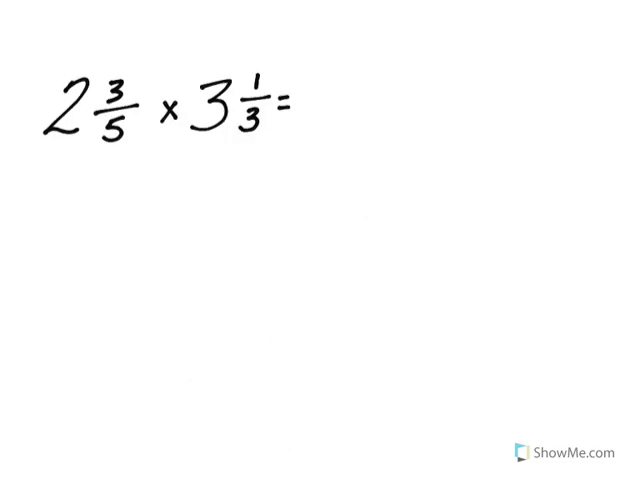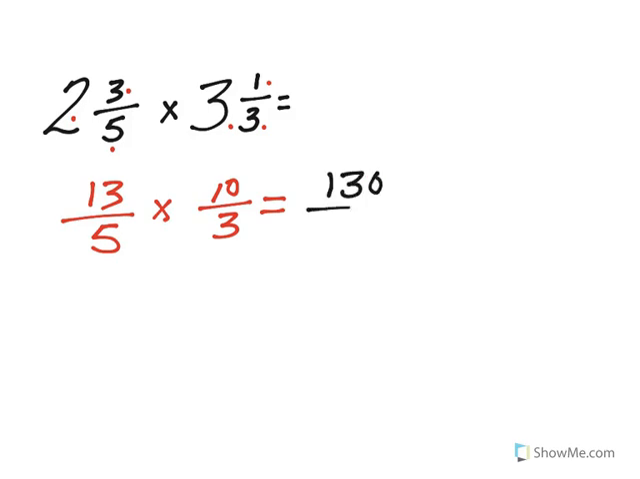Let's look at another one. I'm going to say 5 times 2 is 10 plus 3 is 13 fifths. 3 times 3 is 9 plus 1 is 10. So I'm going to have 10 thirds. Now, 13 times 10 is 130. 5 times 3 is 15.